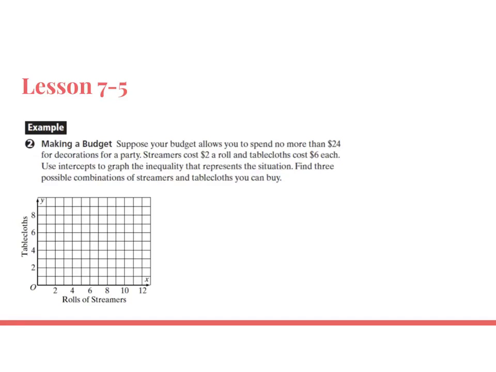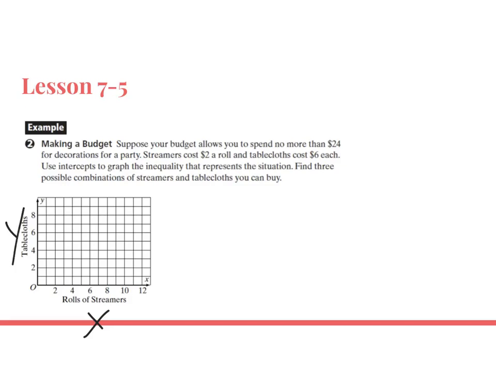And here's a great example of a real-world situation where we have an inequality. So we have a budget of $24. We can spend no more than $24, and we need to buy streamers and tablecloths. Streamers cost $2 and tablecloths cost $6. Now, in looking at our graph that they've started for us, I noticed that streamers is on the x-axis, so I'm going to let x be the number of rolls of streamers, and then y be my tablecloths.